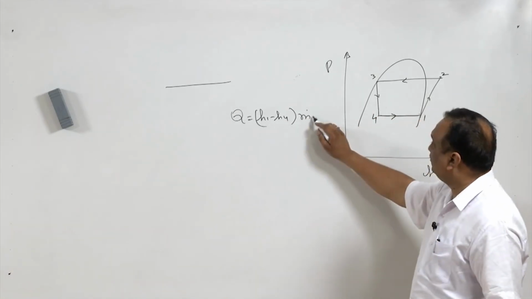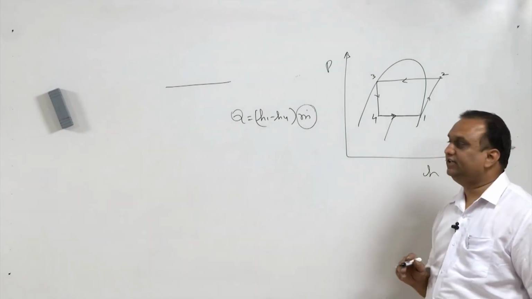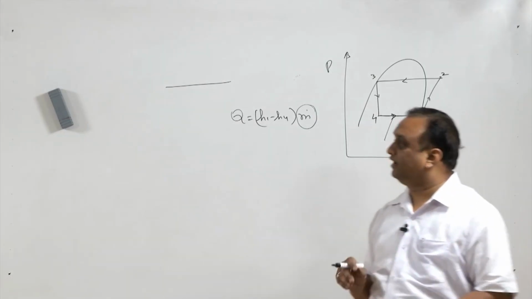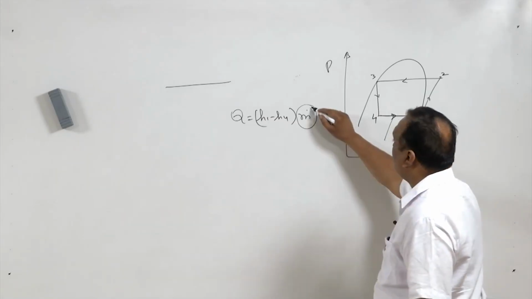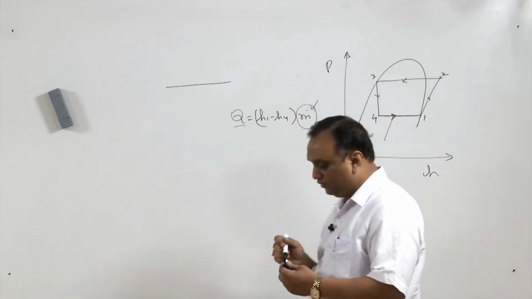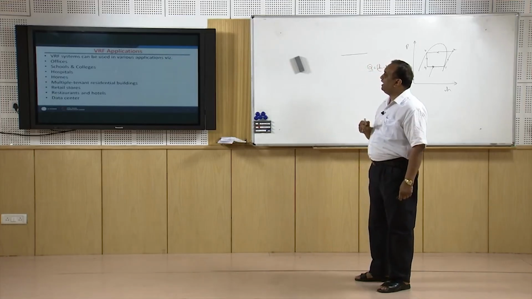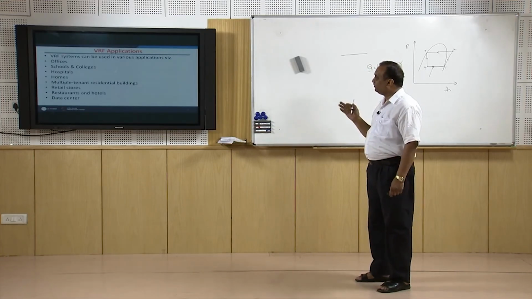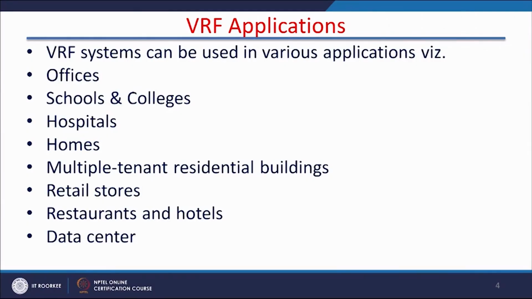Now if I vary this mass flow rate as per the load on the coil, I shall not have to make any other arrangement. So this type of arrangement, where mass flow rate is varied according to the load on the coil, is known as variable refrigerant flow system. It has many applications: offices, schools, colleges, hospitals, homes, retail stores, multi-tenant residential buildings, restaurants, hotels, data centers.